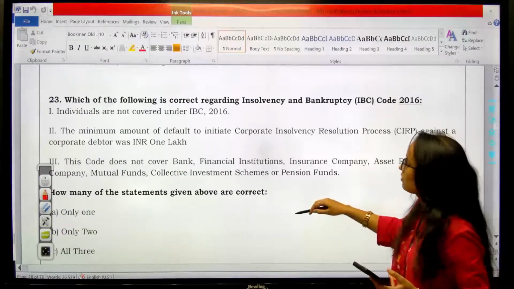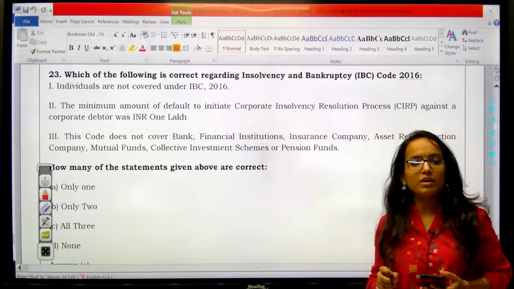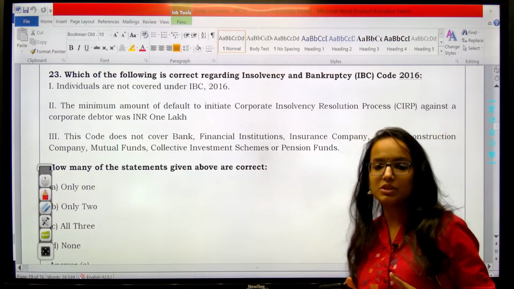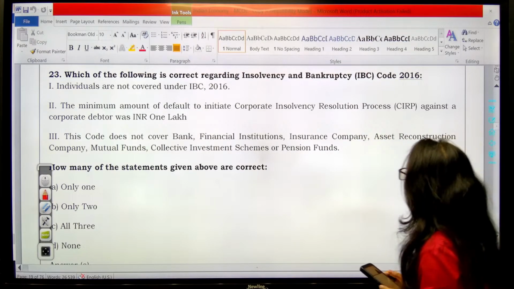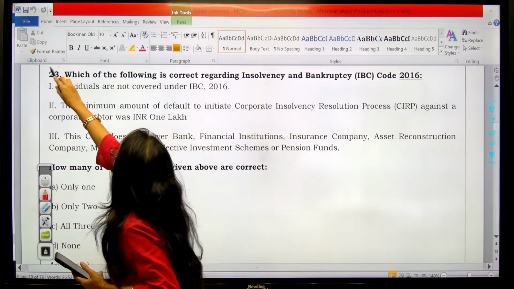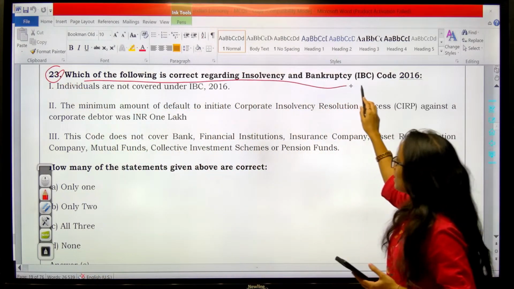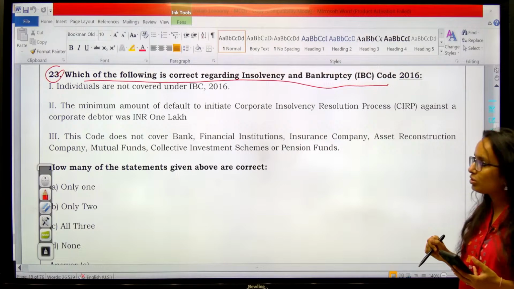Next question. Now, you have something called IBC, Insolvency and Bankruptcy Code. So, this question is related to the IBC code. Question number 23. Which of the following is correct regarding Insolvency and Bankruptcy Code 2016?